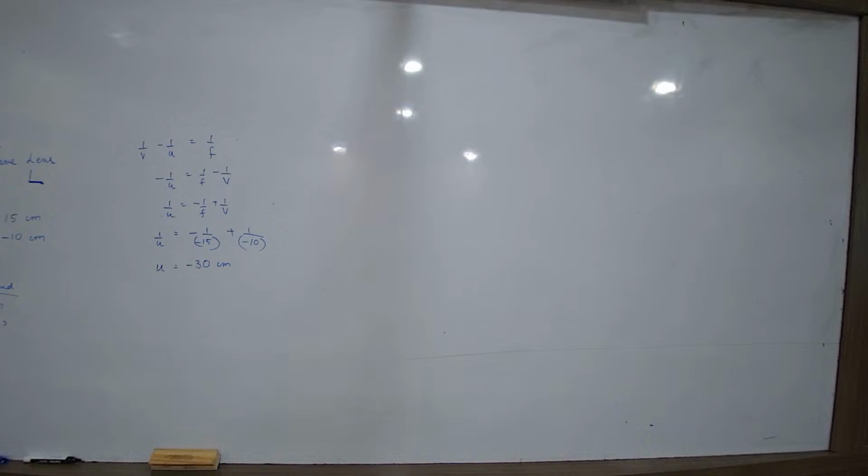Second thing, what are they asking? About magnification. We should find out the next step. Magnification is what? v by u. Yes. v upon minus 10 centimeter upon... Yes. v is also minus 10. u we have found out it is minus 30. So it is equal to what? How much did you get it as? 1 by 3.